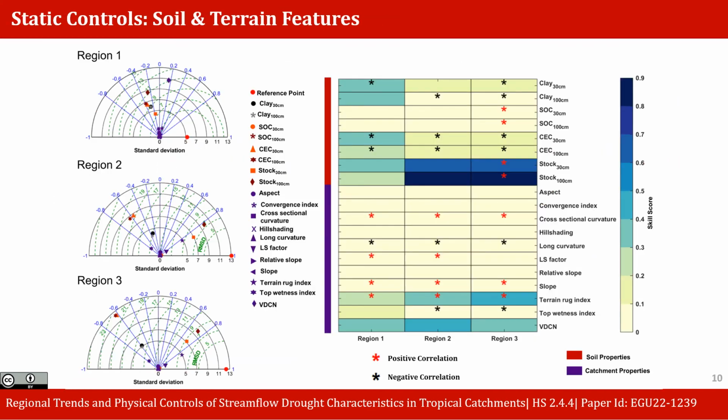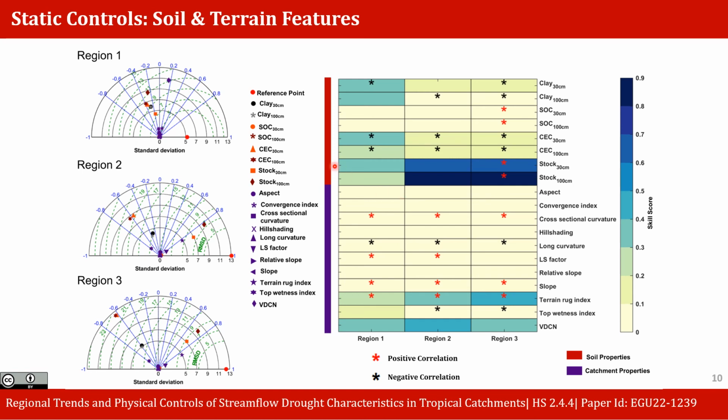And now we'll go to the static controls, understanding the soil and terrain features. What are the static controls we have considered? We have considered some soil properties and also some catchment properties. These are the soil properties, which basically show negative correlations with the drought deficit volume, and there are also a lot of catchment properties which show positive correlation values with the drought deficit volume.